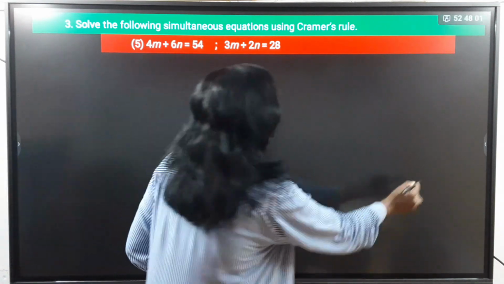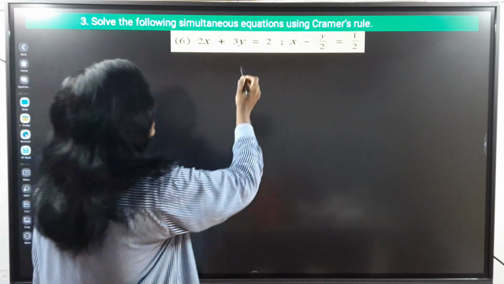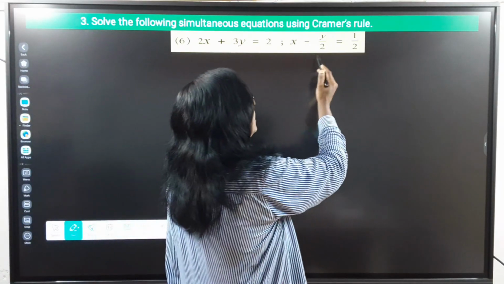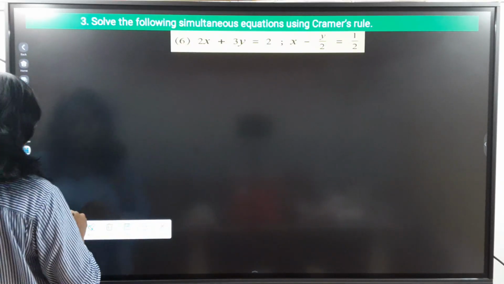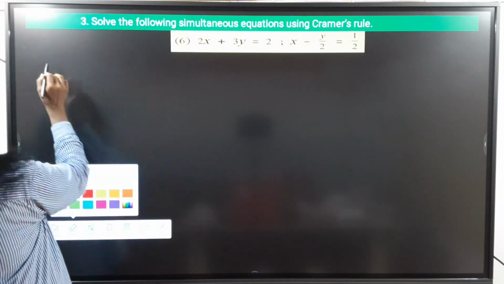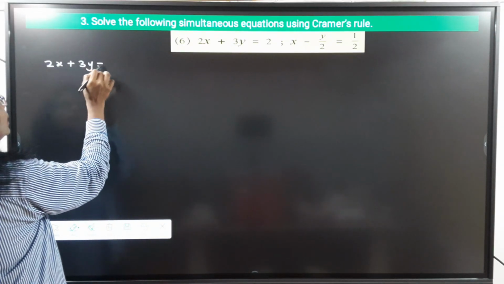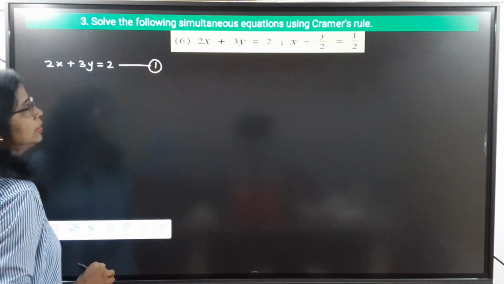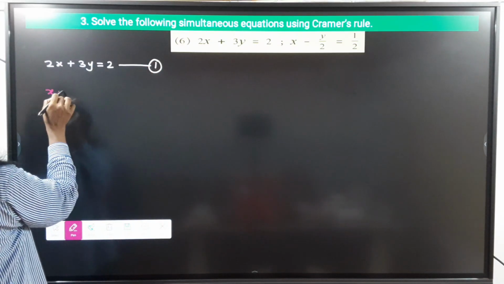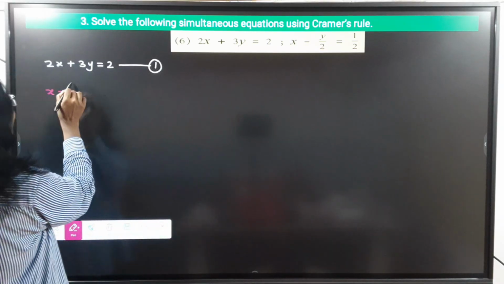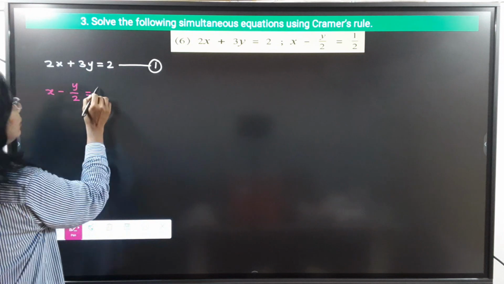Next example, students. The next example is 2x plus 3y is equal to 2 and x minus y upon 2 is equal to 1 upon 2. So now here, students, I arrange the equations one by one. First I write down 2x plus 3y is equal to 2 and call it the first equation. Then the second equation is x minus y upon 2 is equal to 1 upon 2.